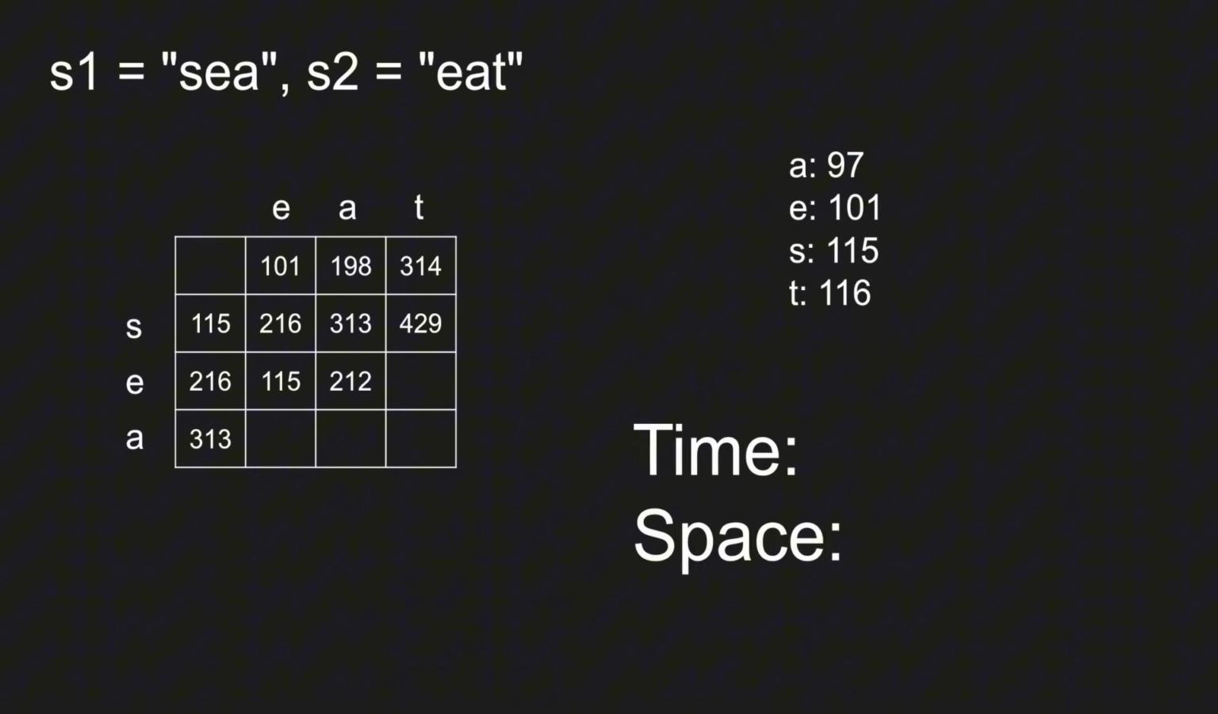So we will add 97 to 115, and that will be 212. A and A are equal, so we will just get its top left, which is 115. Now T and A are not equal, and it will be better to delete T. So we would add 116 to 115, and that will be 231. And finally, we will return 231 as our result.